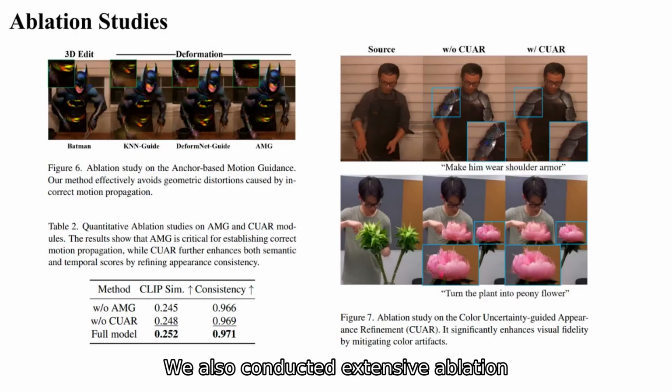We also conducted extensive ablation studies to validate our design choices. When evaluating the anchor-based motion guidance, we found that relying solely on a k-nearest neighbor strategy, or directly applying the original deformation network, leads to unnatural geometric distortions and motion entanglement across different semantic parts. AMG effectively prevents this by using optimal transport on structural anchors.